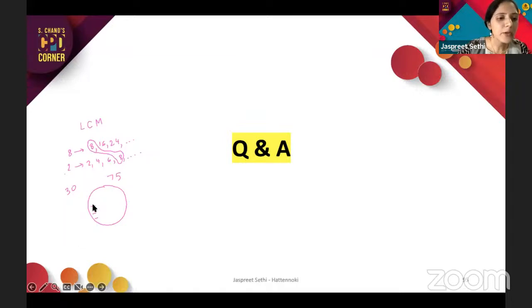So I'm going to list my factors. Let me erase. So my factors are 2, 3, 5. And I'll see those common factors here as well for the 75, which is 3, 5, 5. And if I see my intersection, that is my GCF, or my greatest common factor, 15.